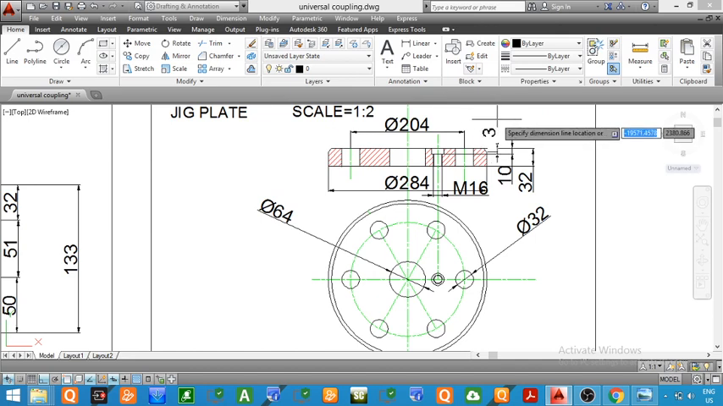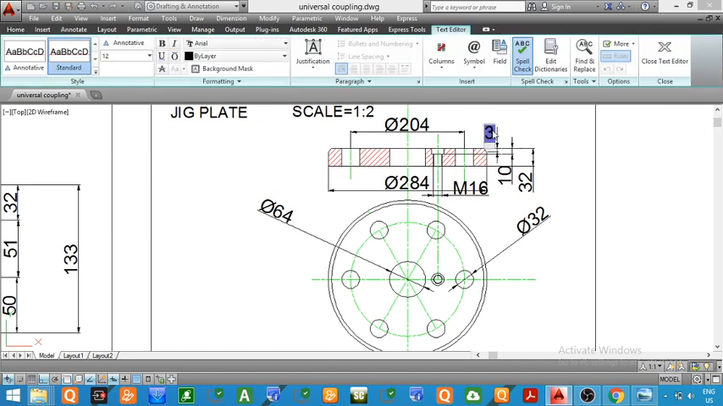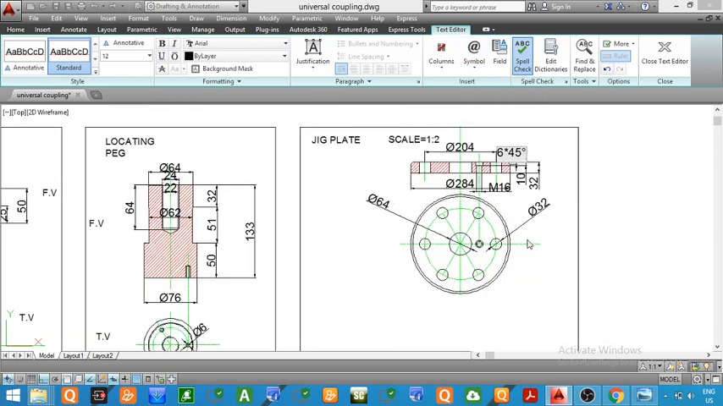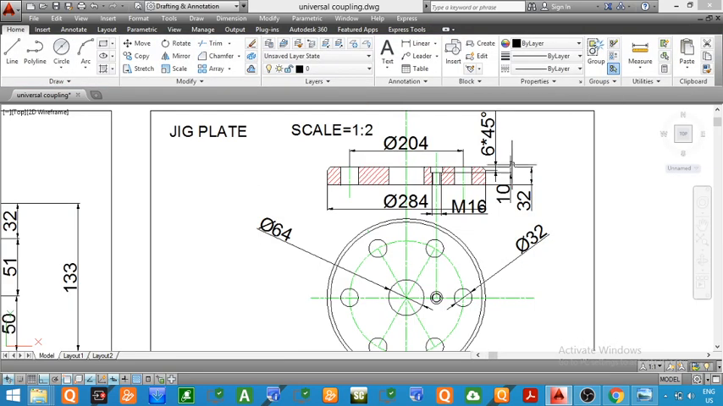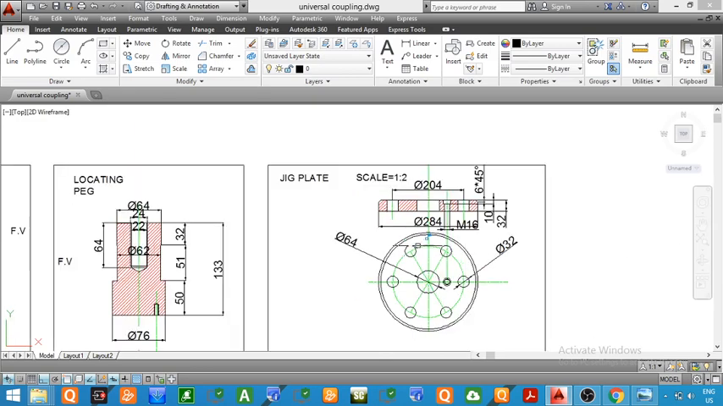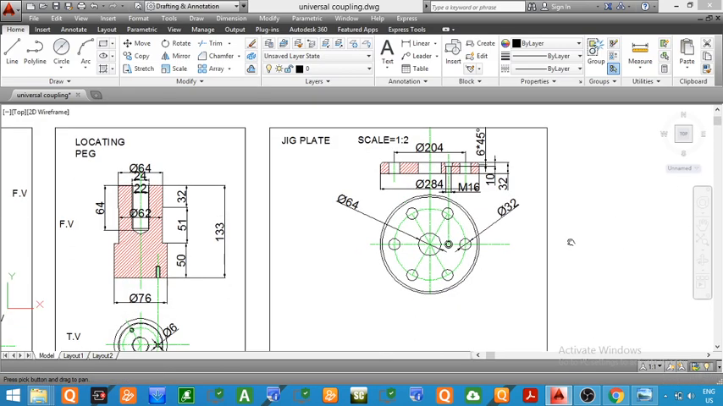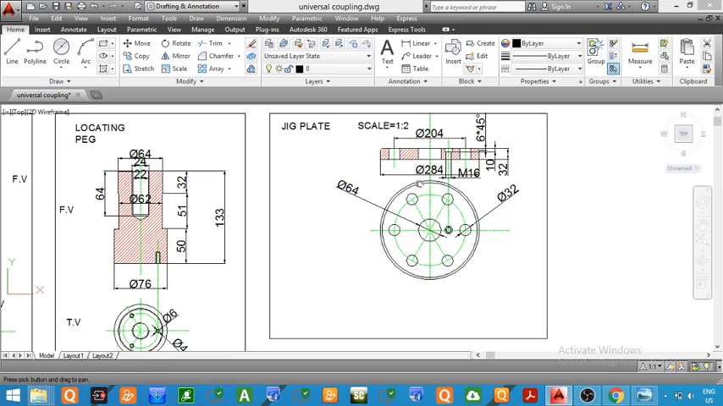So you can see I am giving a dimension here. Dimension of this chamfer will be, actual dimension is 6 into 45, since in the question it was given 6 into 45 degree. So we have given all the dimensions. So this was the sectional front view and top view of the third part, that is the jig plate. Now we will move this entire, okay. So finally we have completed the sectional front view and top view of the jig plate.